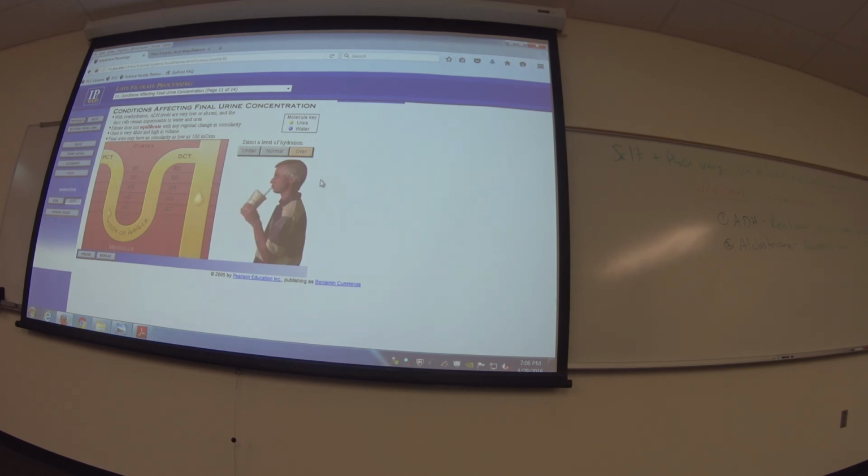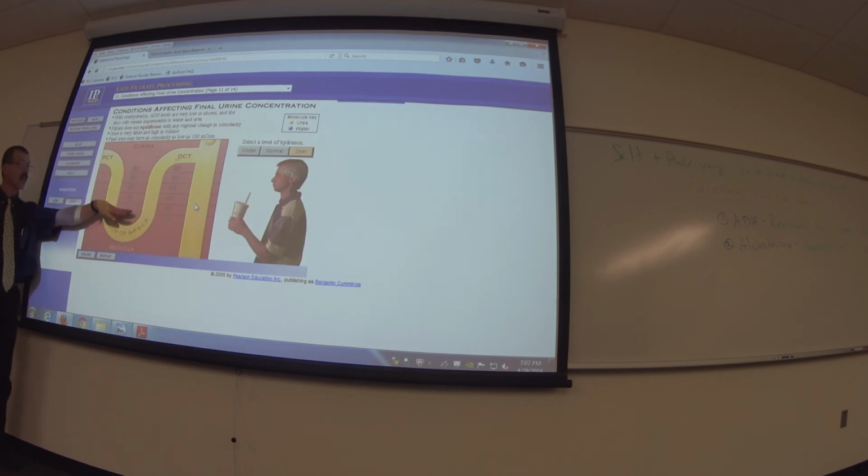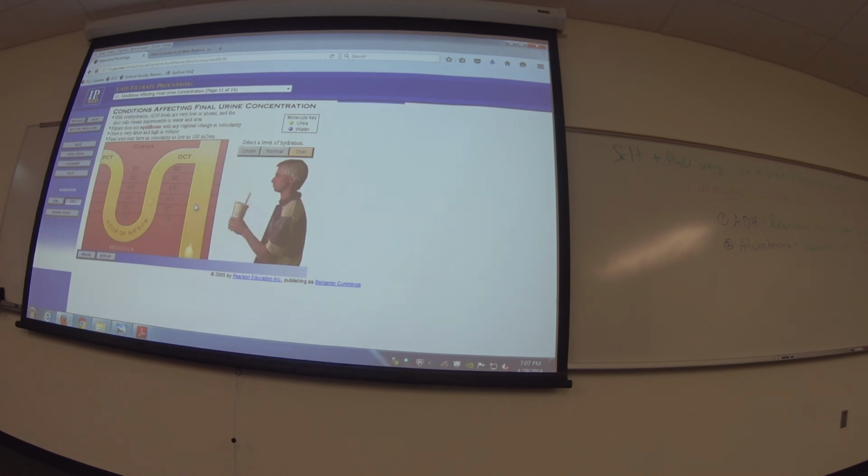So I'm controlling the channels that control the urine and whether or not it gets reabsorbed. Now I want you to look at something else. Look at these numbers. You don't have to know them for this class. This is how salty your kidney is. So what do you notice as you go down the kidney from the cortex to the medulla? What do you notice about the numbers?